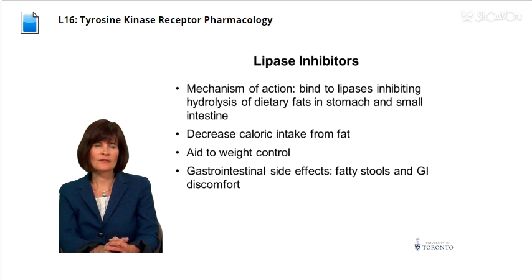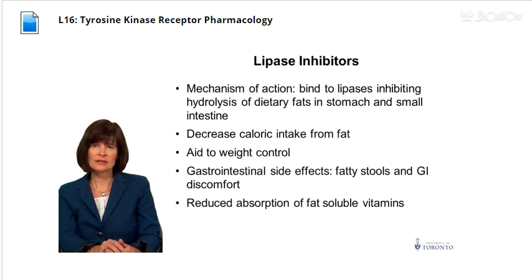As undigested fat is not absorbed, calories from energy-rich food components are not taken into the body, and fat is excreted in the stool. The primary side effects are therefore GI side effects with, for example, fatty stools and GI discomfort. Another concern in the use of these drugs is the reduced absorption of fat-soluble vitamins.